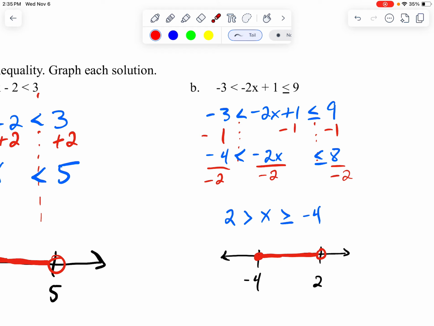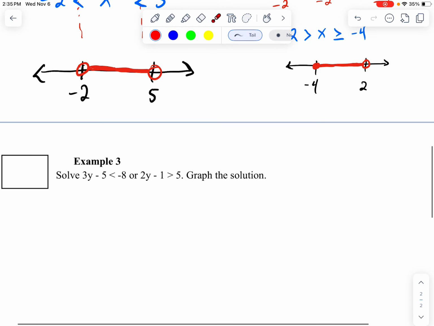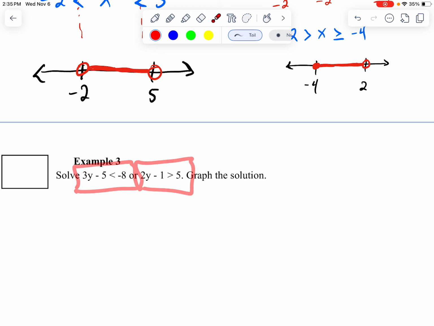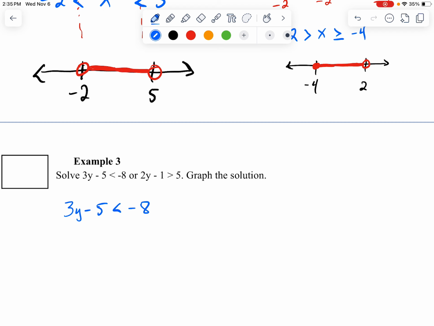Okay, moving on to our final example. This is just two separate inequalities. So we have 1, 2. This is exactly what we've done before. We're just doing 2 at a time, and we can graph both solutions on one line. This is a place where I would recommend maybe pausing and trying to do this on your own, and then coming back to check your work.